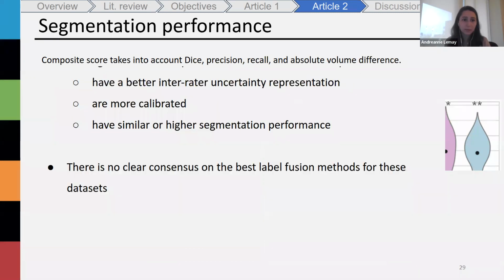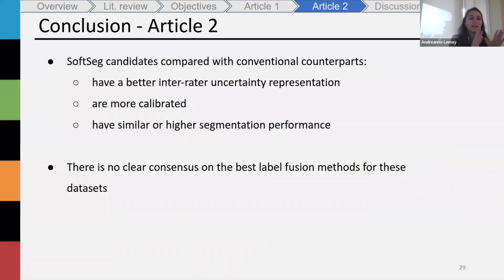So in conclusion, SoftSeg candidates compared with their conventional counterparts had a better inter-rater uncertainty representation, had better calibrated outputs, and had similar or higher segmentation performance. We could not see a clear winner in terms of the best label fusion method. However, SoftSeg did most of the time outperform the conventional training pipeline for a segmentation model.